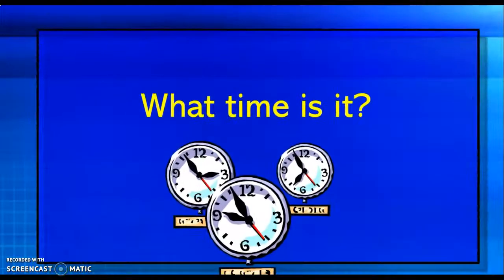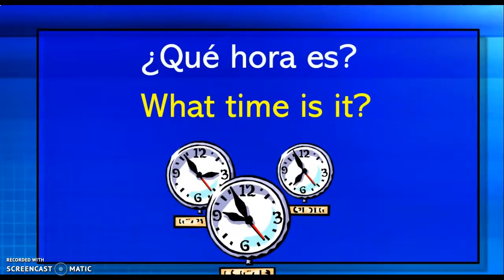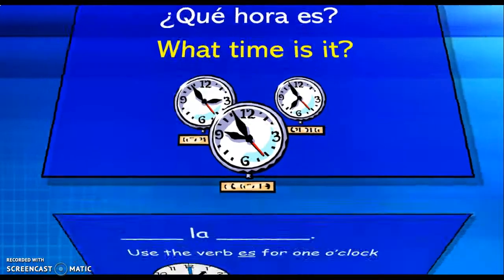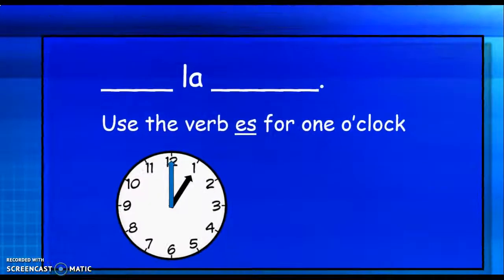So now let's talk about time in Spanish. The question, what time is it, in Spanish is ¿Qué hora es? ¿Qué hora es? The word hora looks like our word hour. What hour is it, or what time is it? Is the way we say it in English. ¿Qué hora es?